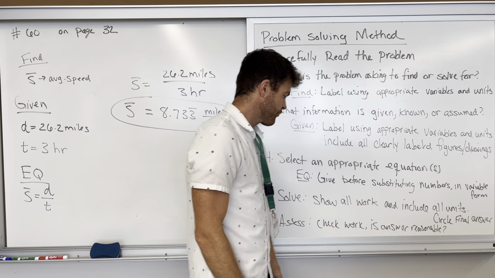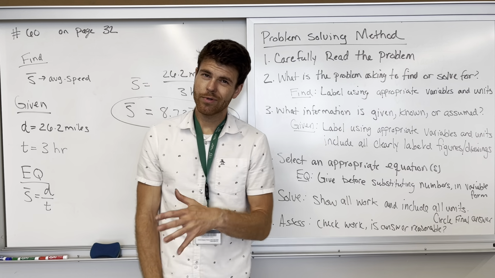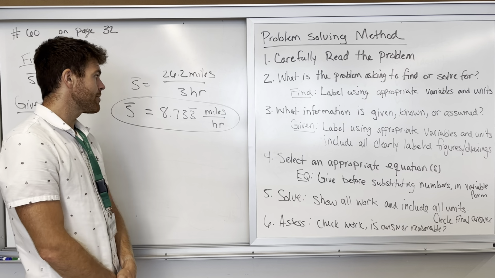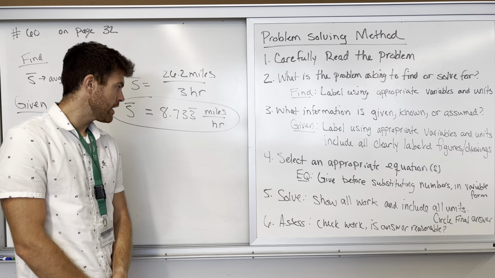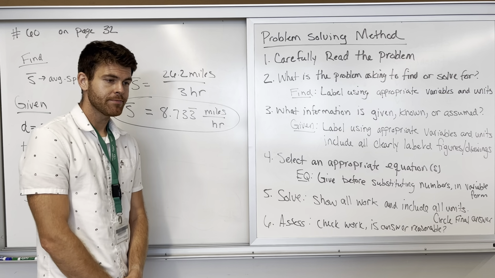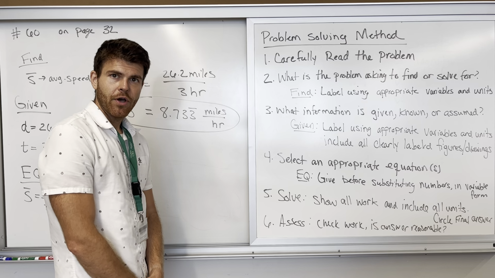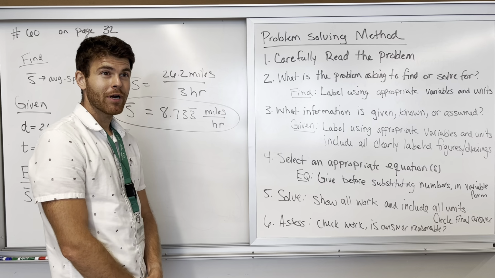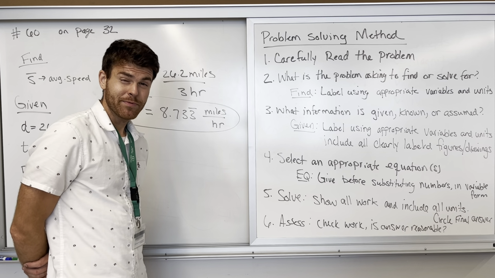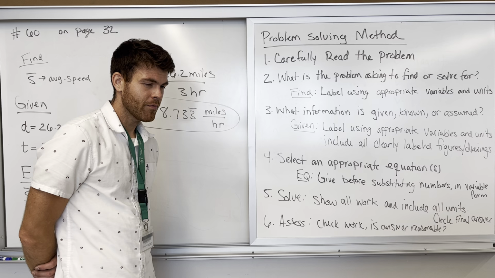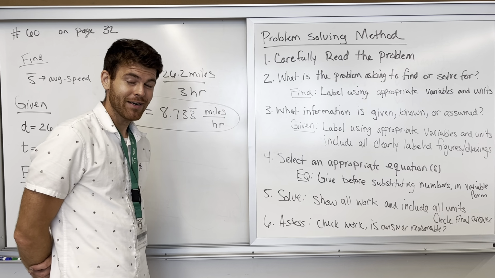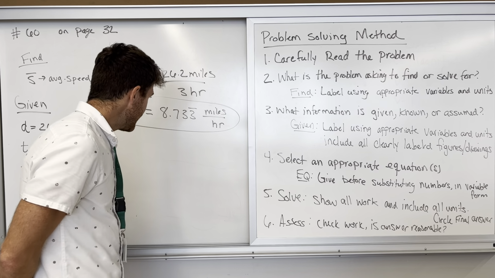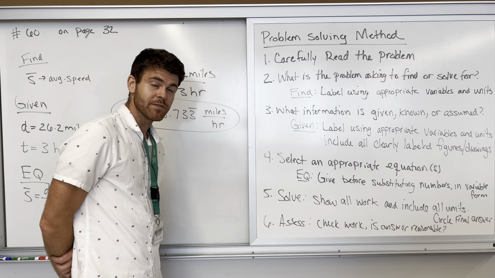Circle final answer. Assess. Check your work. Well, this work was pretty simple. Is the answer reasonable? I think so. Can a person run at 8.733 miles per hour? I think so. It seems pretty reasonable. If we got like 2 miles per hour, that seems pretty slow. And the same way, if we got 30 miles per hour as an answer, that's pretty fast for a person to run. I don't think that seems like a reasonable answer. But 8.733 seems very reasonable to me.